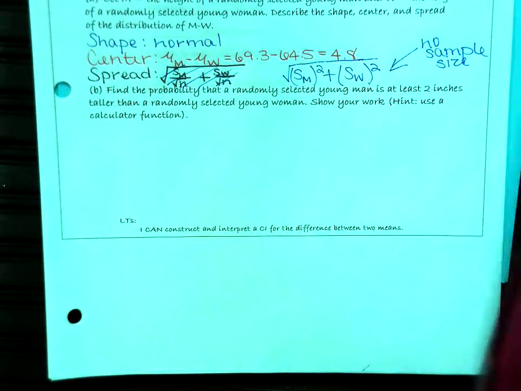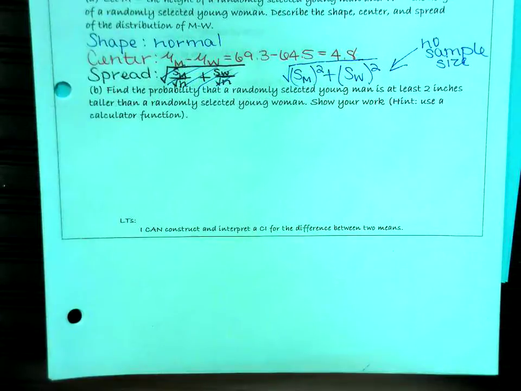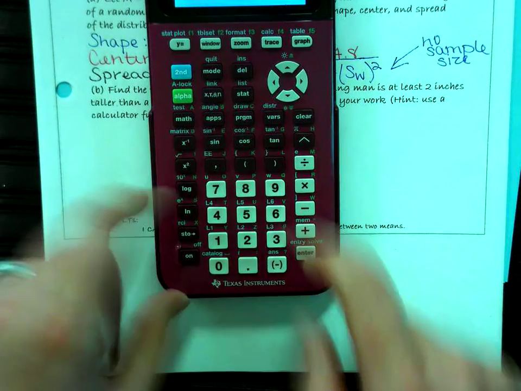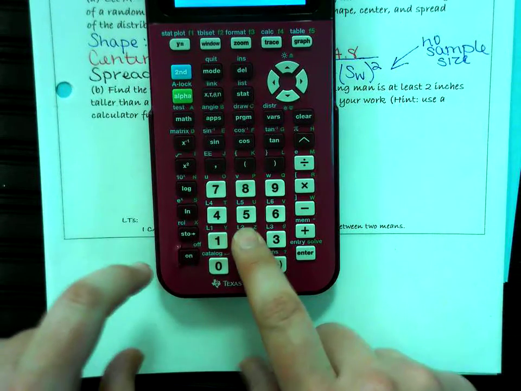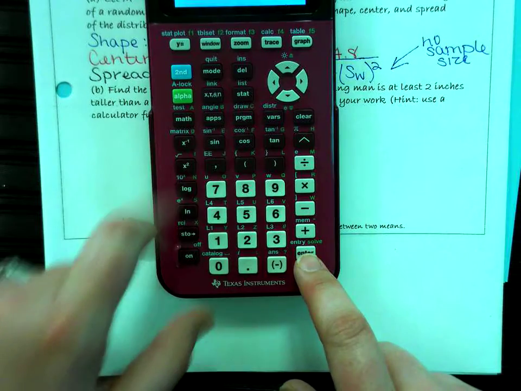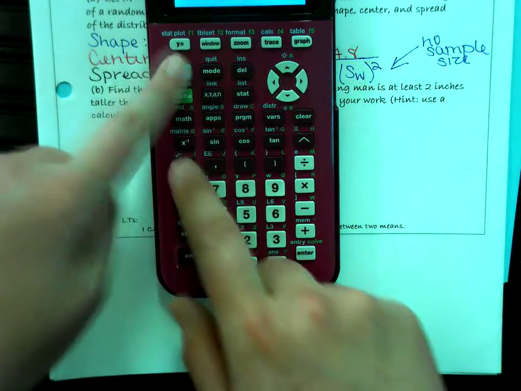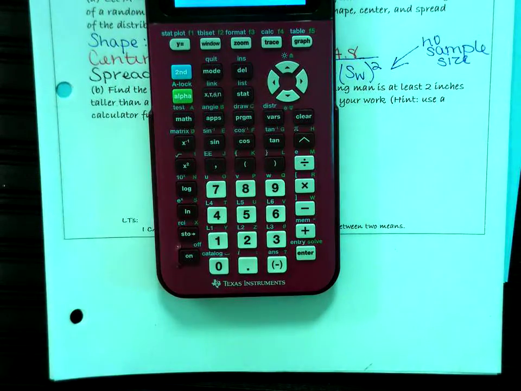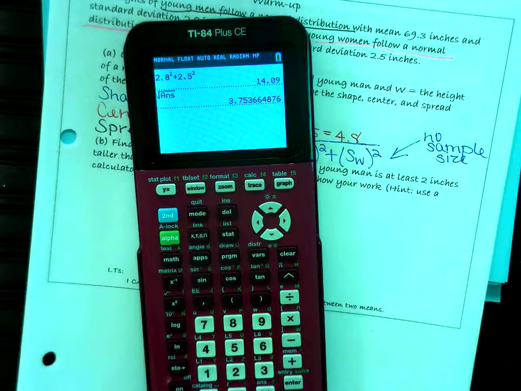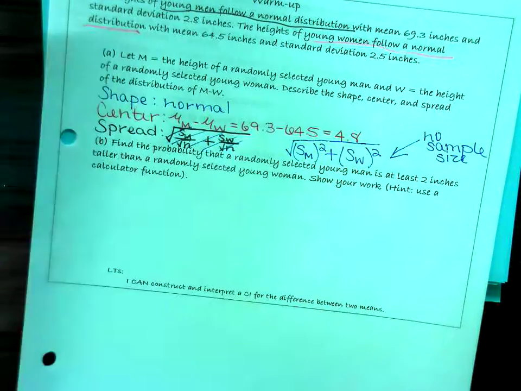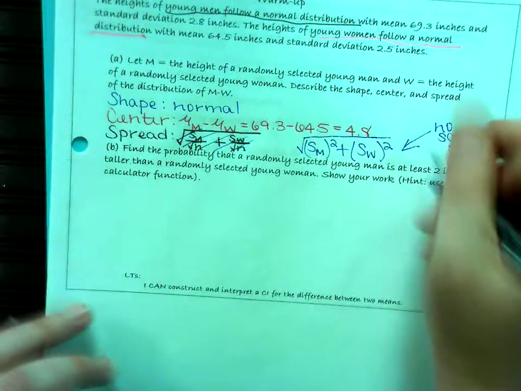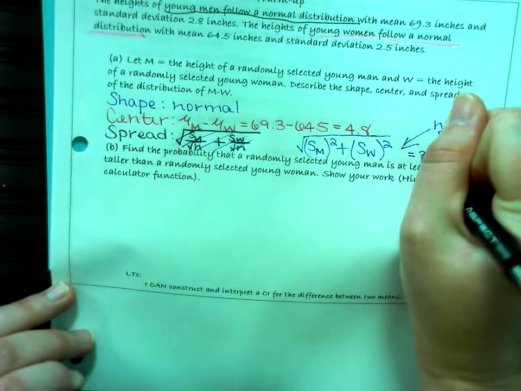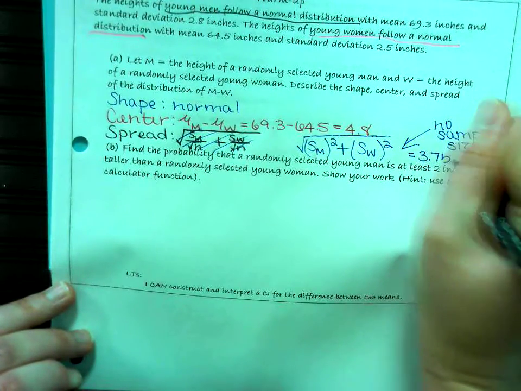So for our standard deviation, we would do 2.8 squared plus 2.5 squared, and then square root that. So, why didn't you guys tell me you couldn't see it? 3.75? So spread is 3.75 inches.